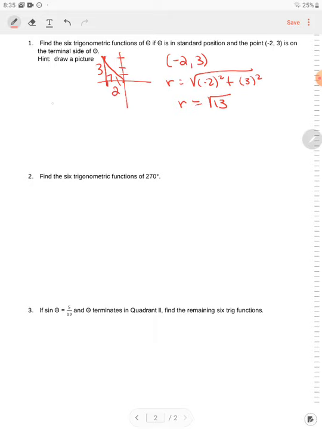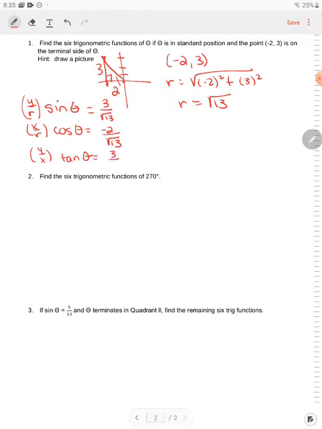So let's go over our trig functions. So sine of theta, which is y over r, is equal to 3 divided by square root of 13. Cosine of theta, which is x over r, is equal to -2 over square root of 13. Don't forget what sign you need to use. Tangent theta, which is y over x, is equal to 3 over -2. So we're going to put the negative sign either in front, which is best, or in the numerator.